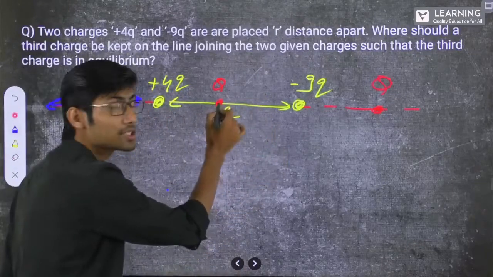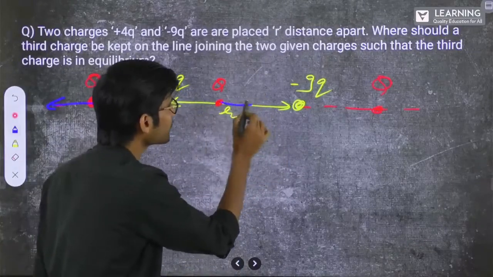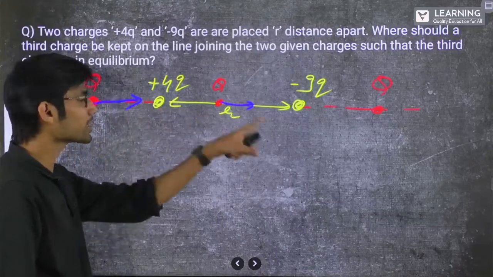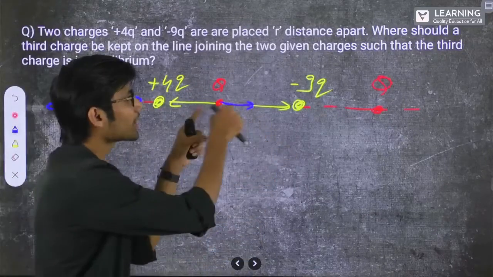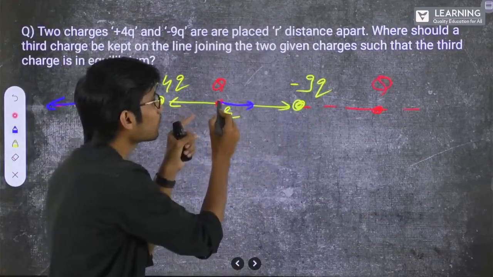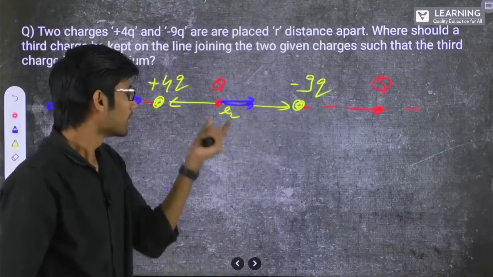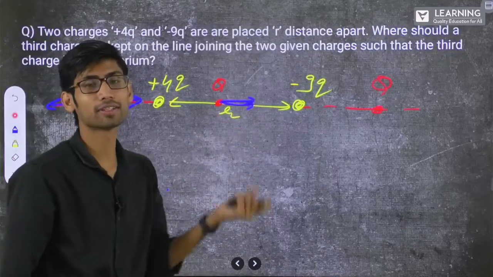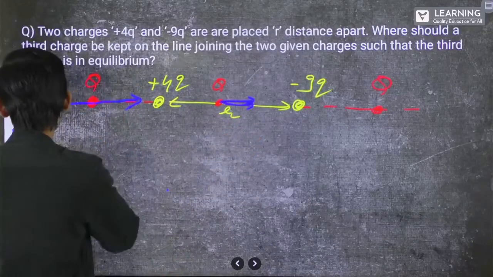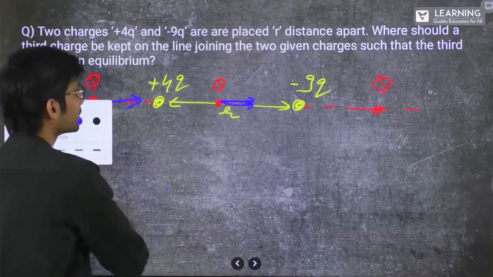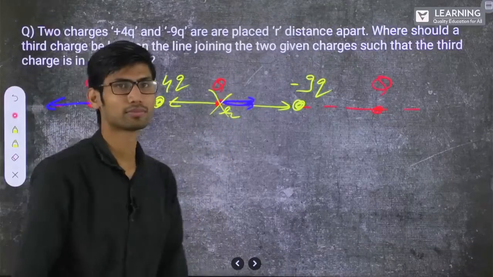Now let's see here. The force on this charge due to this positive charge will be away from the charge. The force on this charge due to this negative charge will be towards this charge. It is attracting. Both the forces are in the same direction. The net force cannot be zero. This possibility is not there. This possibility doesn't exist.